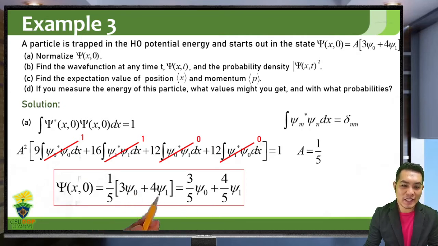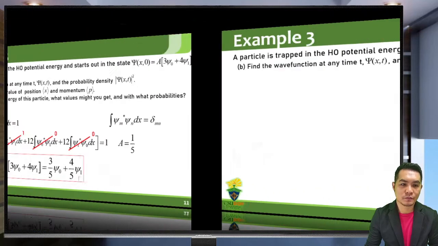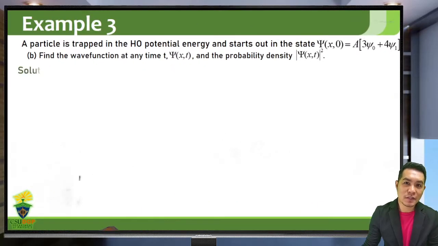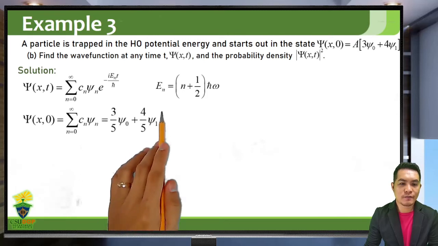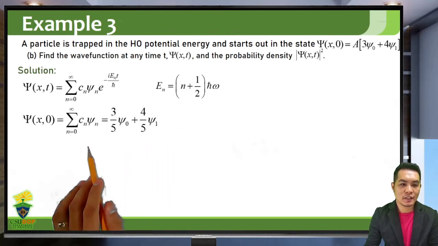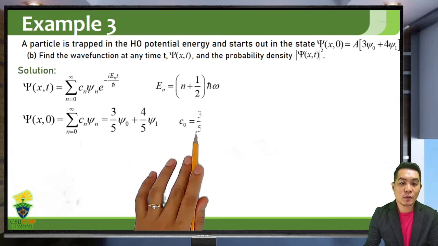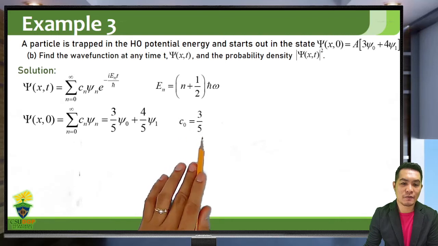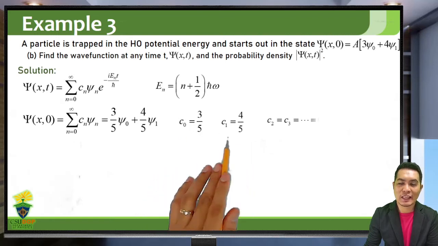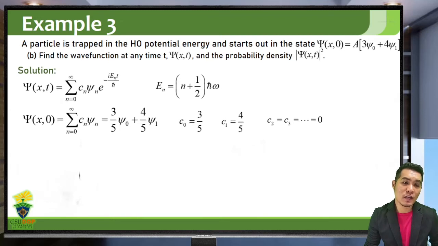So you can already see here that C0, the linear combination coefficients, are already obvious. C0 is 3 over 5. C1 is 4 over 5. So when we now try to find the wave function at any time t, using the energy levels, E_n, it is now obvious: C0 is 3/5, C1 is 4/5, and the rest, C2, C3, C4, are all 0.